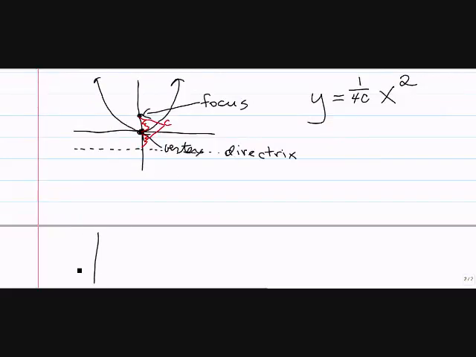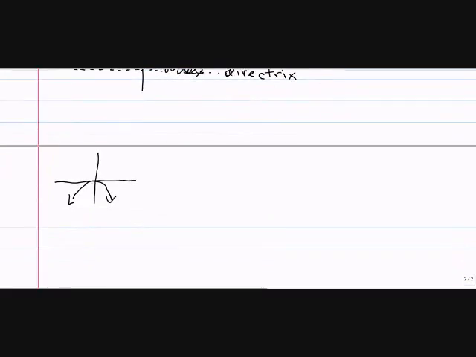I'll show you 3 more. I could have a parabola that's going down. That's a y equals negative x squared parabola. It's going down. The focus is down inside the parabola. The directrix is going straight across, but it's above the parabola.